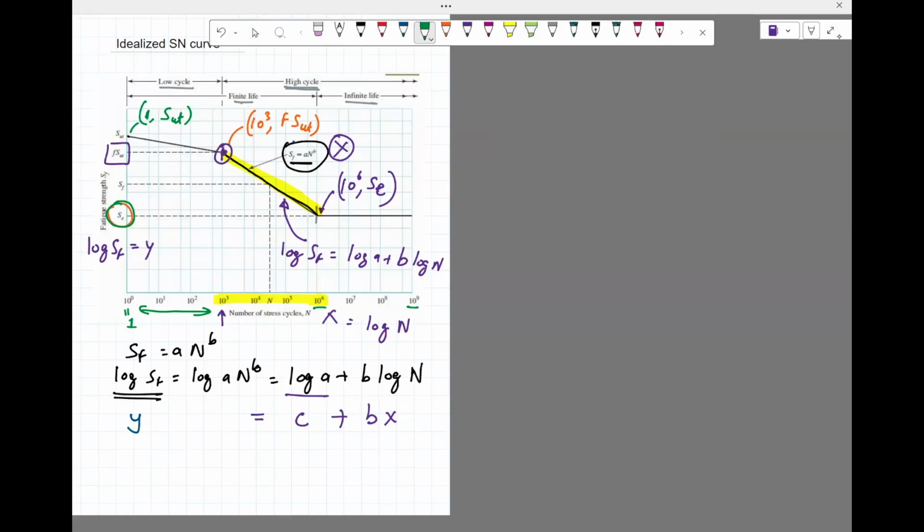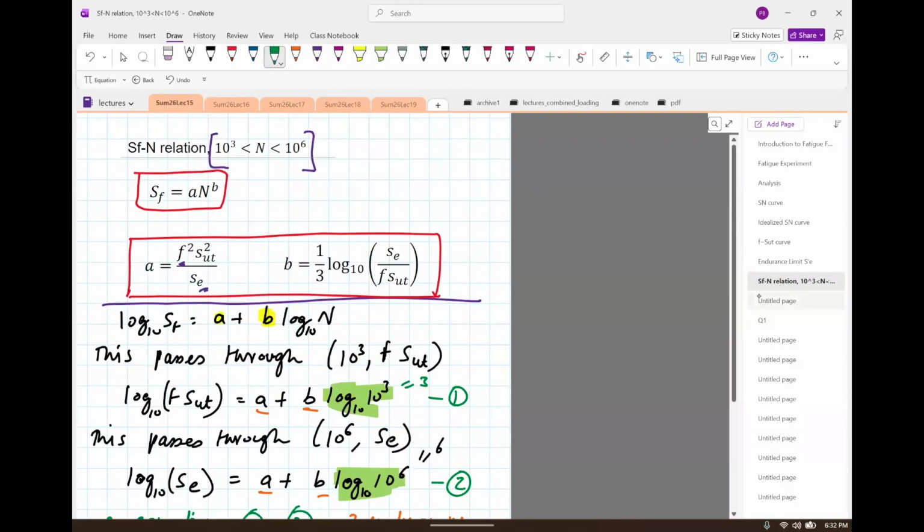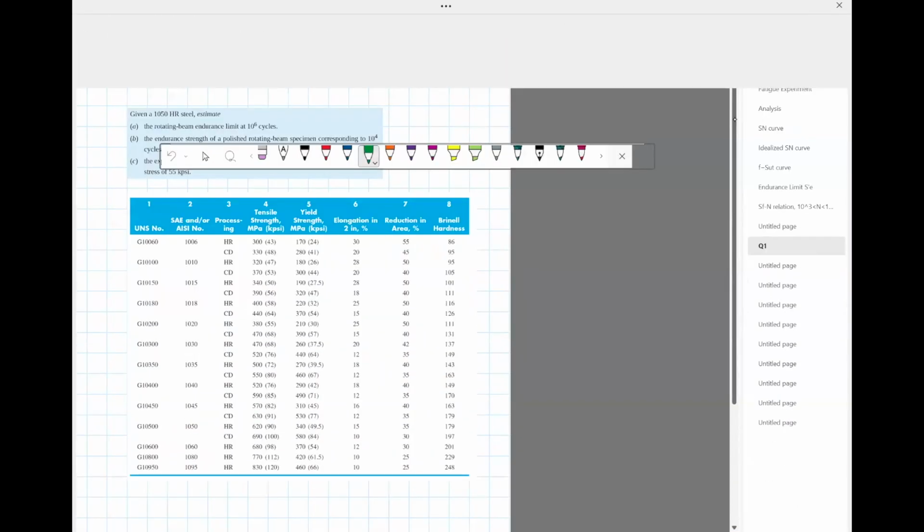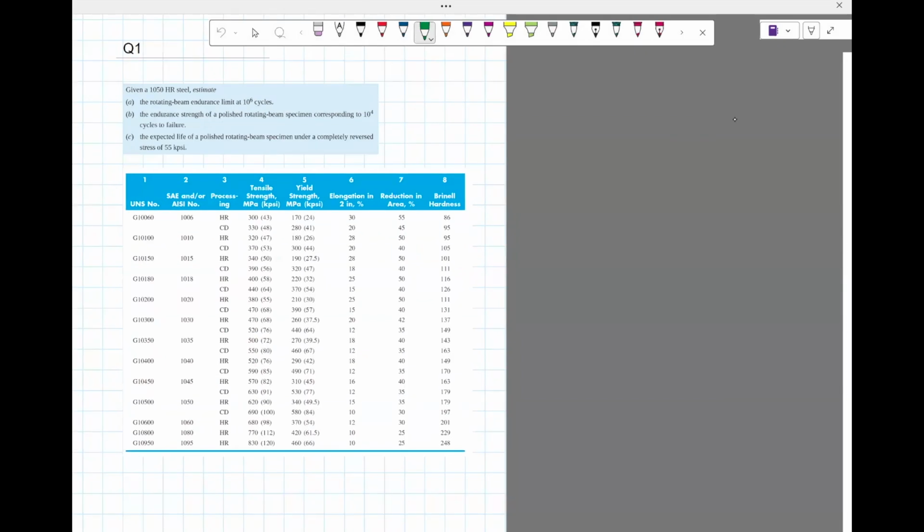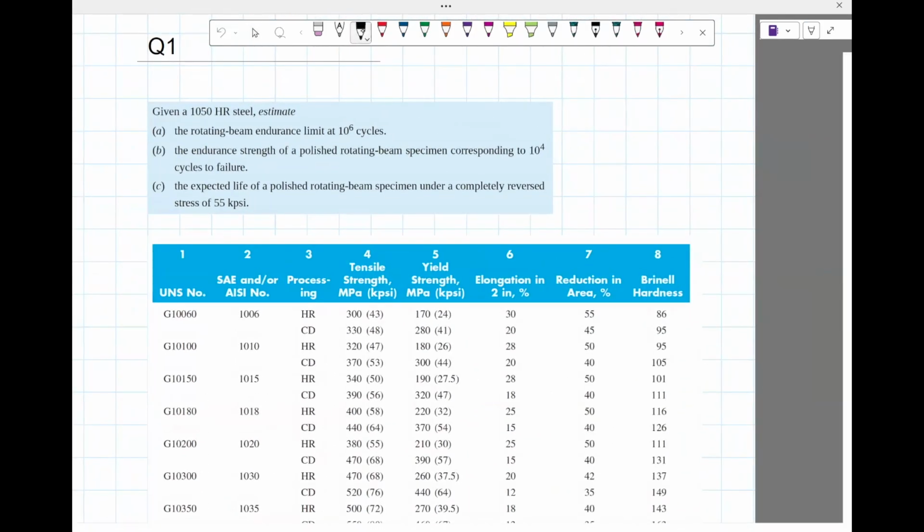So what we'll do is solve a problem so that we can understand this further. Given a 1050 HR steel, estimate the rotating beam endurance limit at 10 to the 6 cycles, so that's a million cycles; the endurance strength of a polished rotating specimen corresponding to 10 to the 4 cycles to failure; and the expected life of a polished rotating beam specimen under a completely reversed stress of 55 kpsi.